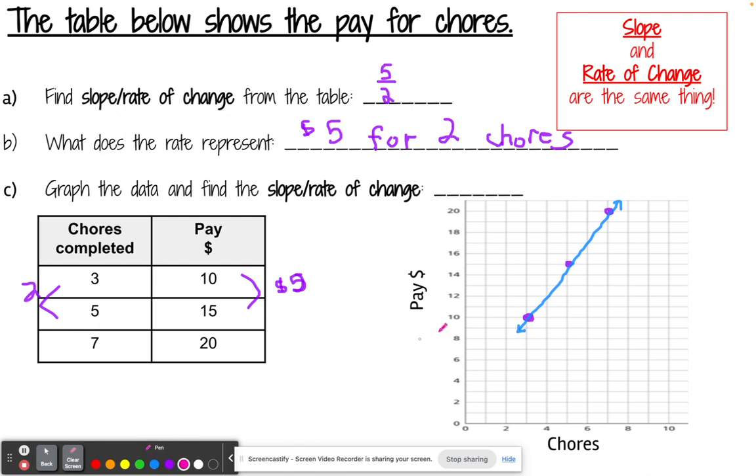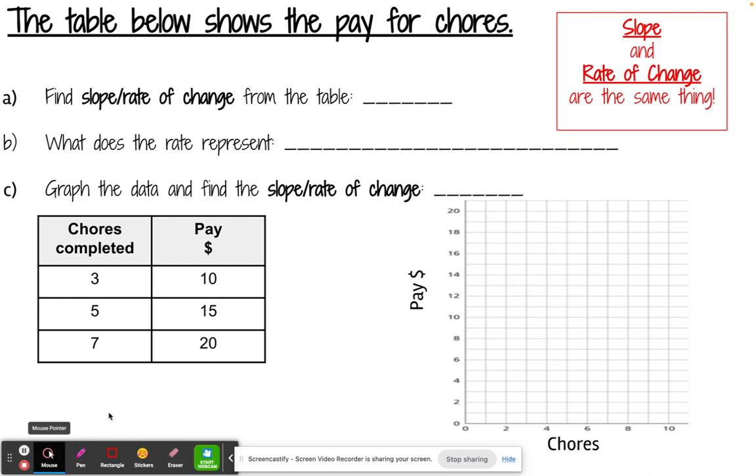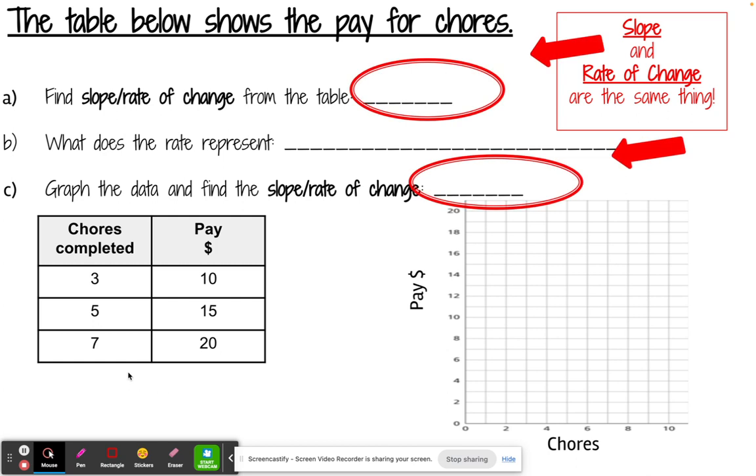And if I wanted to find my slope, make my slope triangle, I go up $5, and I go over 2 chores. Rise over run, 5 over 2. As you'll see, my slope and my rate of change are the same thing.